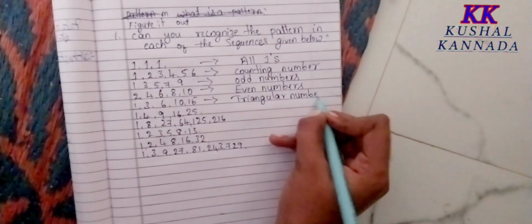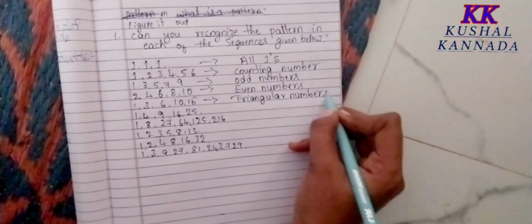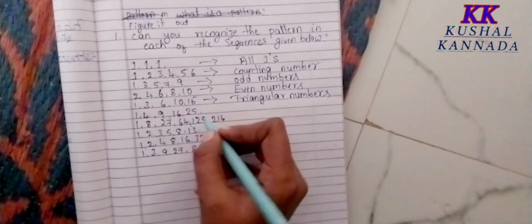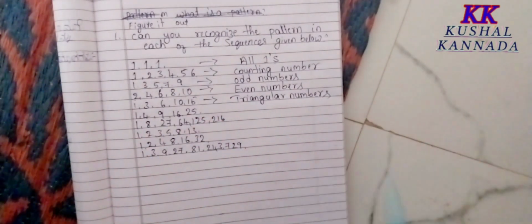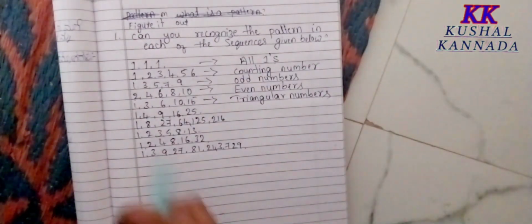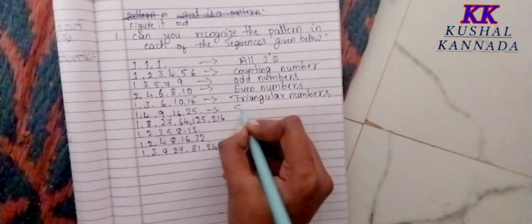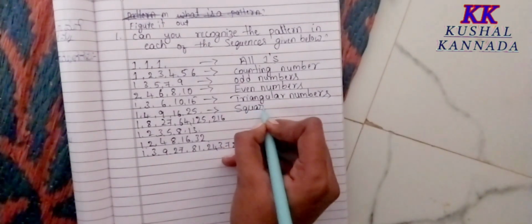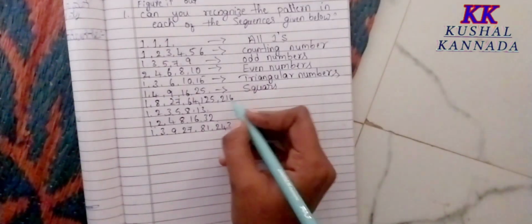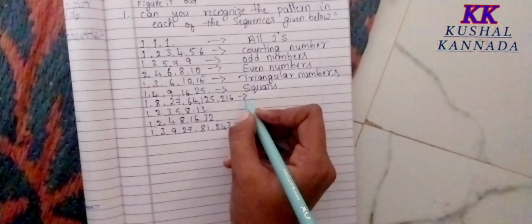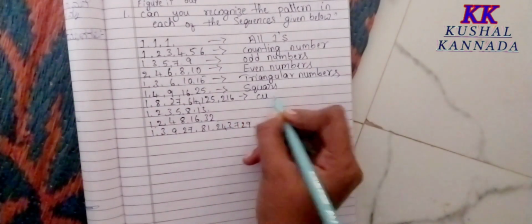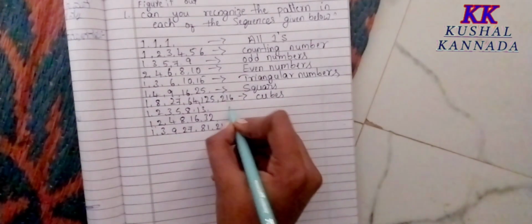I will explain later triangular numbers. Okay. Next question we will explain neatly and deeply. Okay. Next, squares. Next pattern, cubes, sequence cubes.